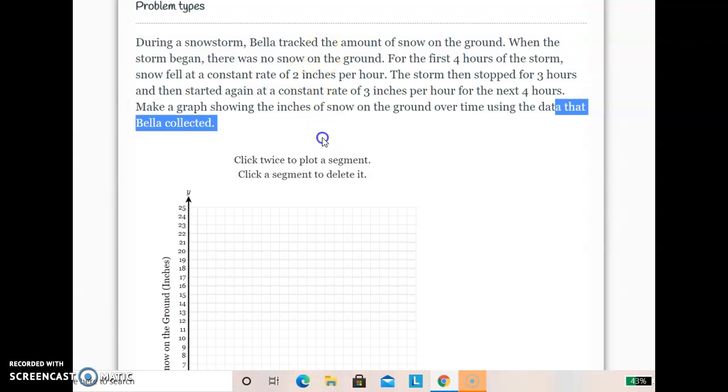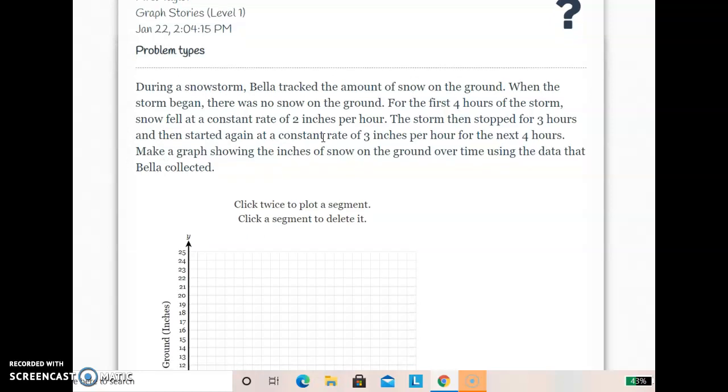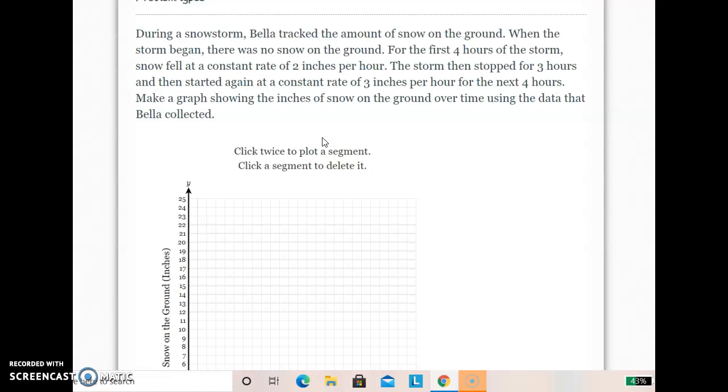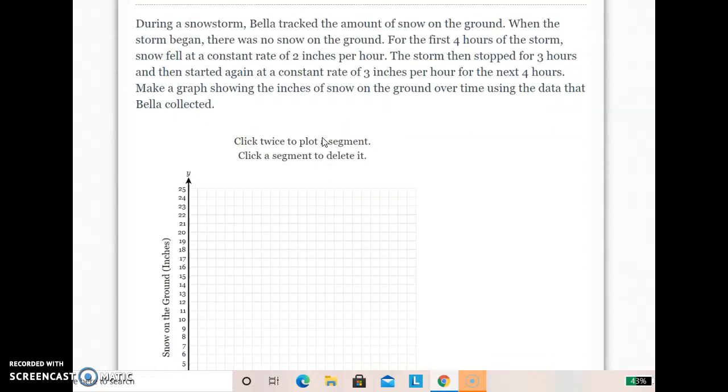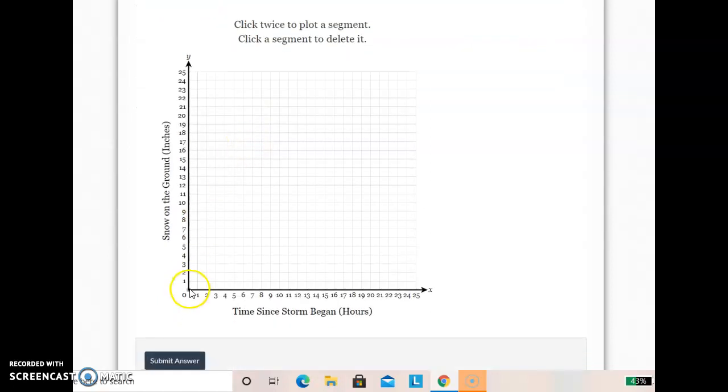Alright, I am going to do an example of our graph stories again. So here I have the story during a snowstorm. Bella tracked the amount of snow on the ground. So I'm going to do a lot of kind of up and down so that I can go back and forth. So when the storm began, there was no snow on the ground. So I know that I am going to start at that 0, 0 mark.